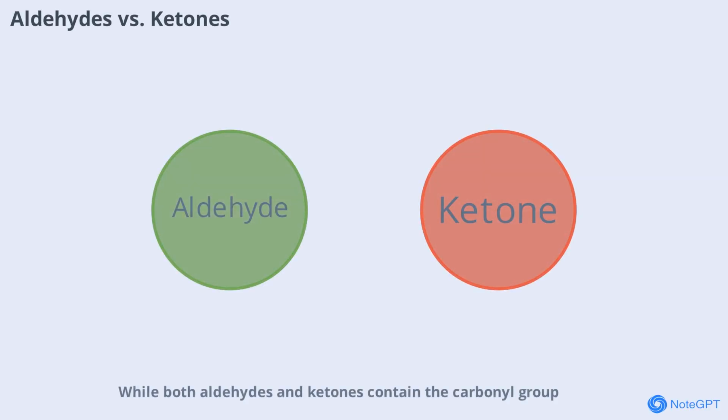While both aldehydes and ketones contain the carbonyl group, their structural differences lead to distinct chemical behaviors. Aldehydes are generally more reactive due to the presence of a hydrogen atom attached to the carbonyl carbon, making them more susceptible to oxidation. Ketones, with two carbon groups attached, are more stable and less reactive. These differences are crucial in determining their roles in chemical reactions and industrial applications.